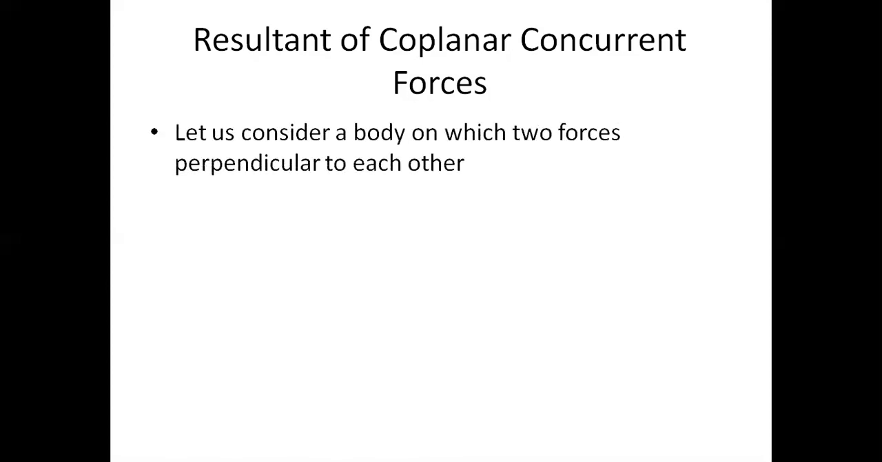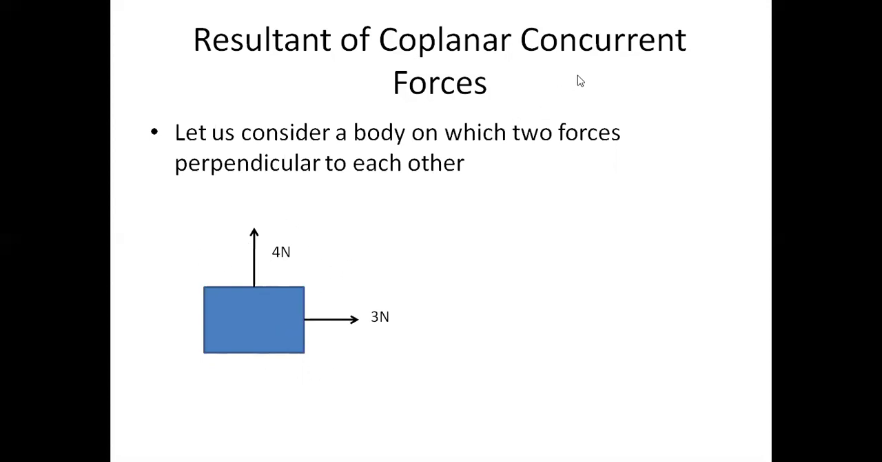Let us consider a body which has two forces perpendicular to each other. So here we have an object. This is a body. Two forces are acting in different directions. They are not collinear. They are not in the same line. If the 4 newtons were here, then we could say that it is collinear, but it is not collinear. These two forces are coplanar. They are on the same plane.